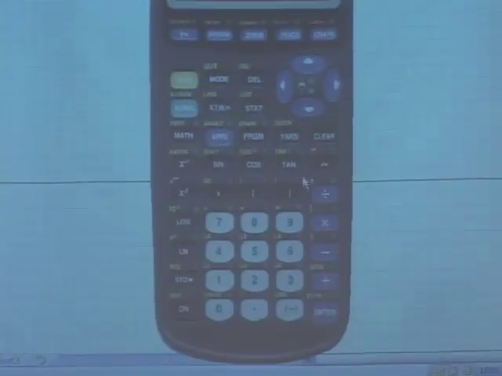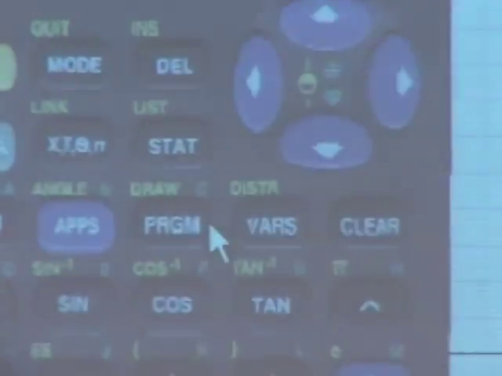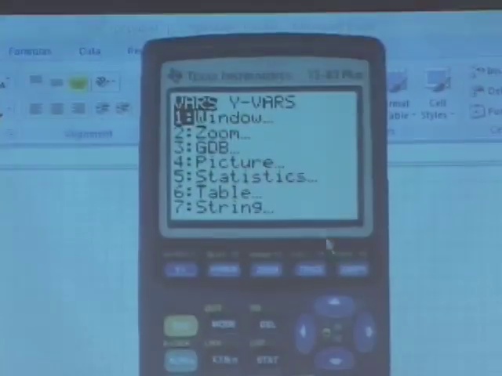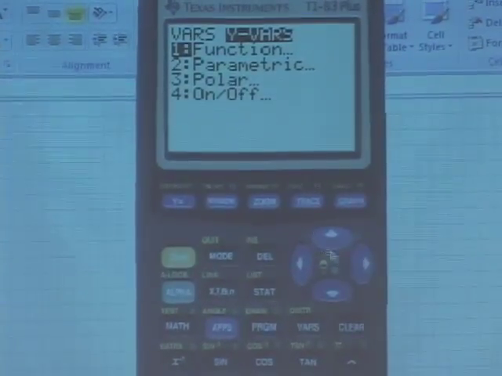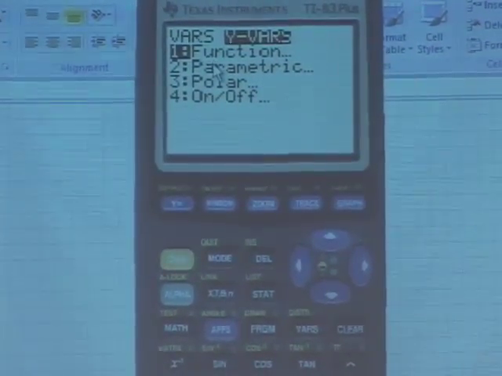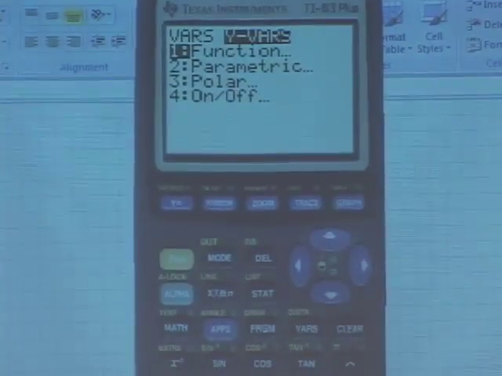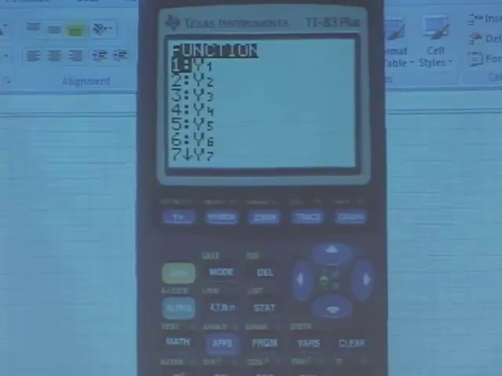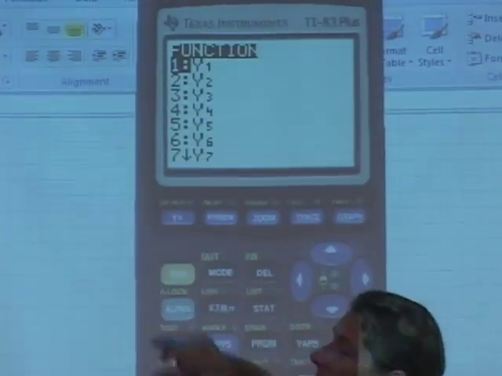Notice this button over here, if you follow the mouse, it's called vars. That's short for variables. If you hit the variables button, and I go over to the y variables, I have the 4 options of function and parameter and polar. We're going to be working with a function here, so choose function. And notice it pulls up the list of y1 through y whatever. These are the same ones that you find in y equals 2.